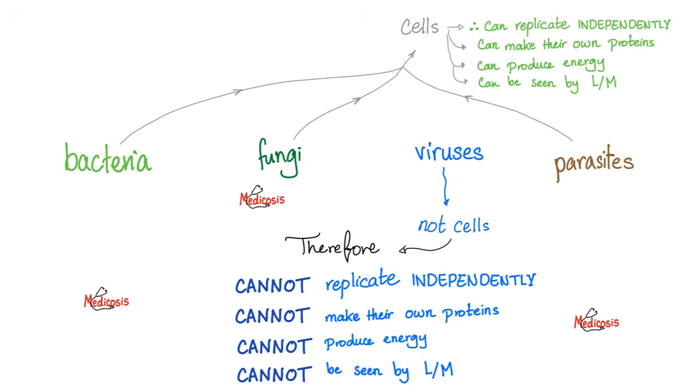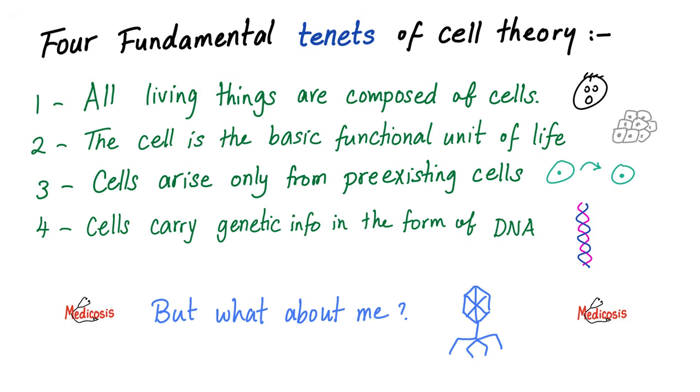However, viruses cannot replicate independently. Viruses cannot make their own proteins on their own. Viruses cannot produce energy, and viruses cannot be seen by a light microscope, which means viruses do not check and live up to the 4 fundamental tenets of cell theory. What are the 4 fundamental tenets of cell theory? Number 1, all living things are composed of cells. 2, the cell is the basic functional unit of life. 3, cells arise only from pre-existing cells. And 4th, cells carry genetic information in the form of DNA, but viruses are different.